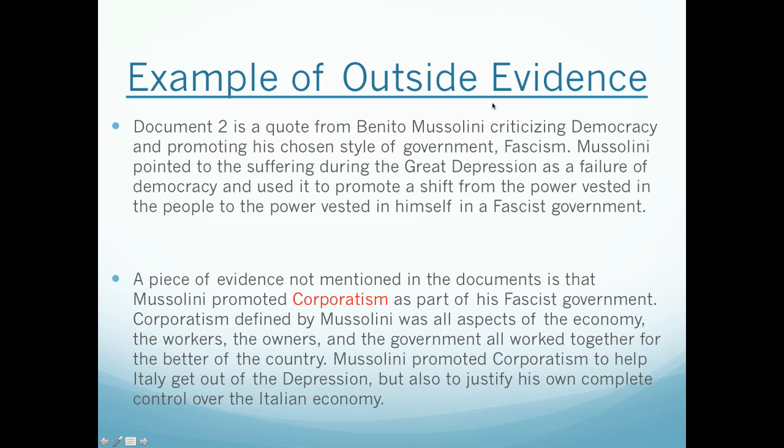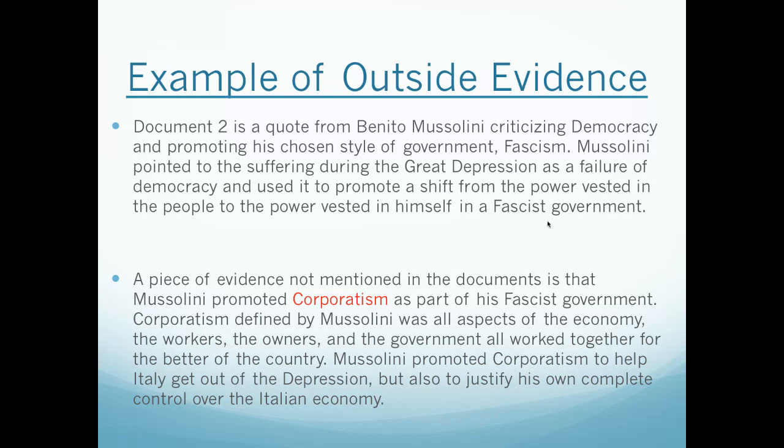So once again, same quote for Benito Mussolini here. This is me using the document again. We've gone over this already. Document 2 is a quote from Benito Mussolini criticizing democracy, promoting his chosen style of government. Mussolini pointed to the suffering during the Great Depression as a failure of democracy and used it to promote a shift from power vested in the people to a power vested in himself in a fascist government. Okay, that's me using the document.